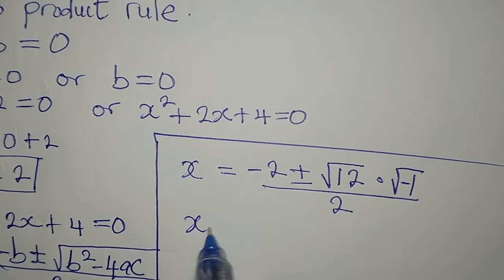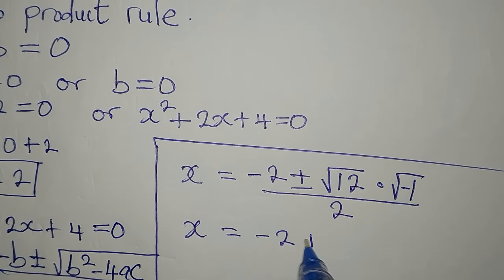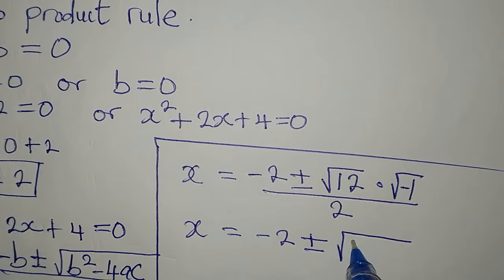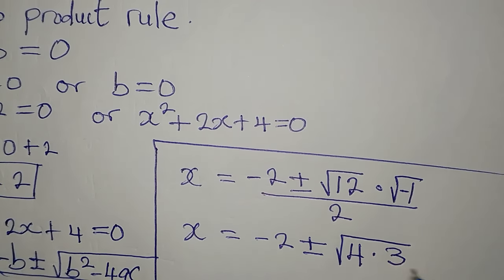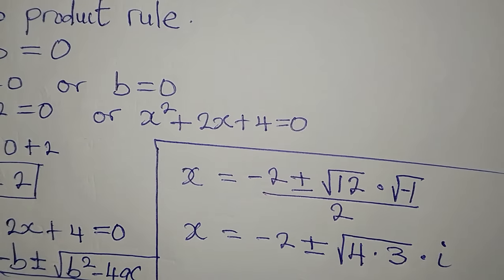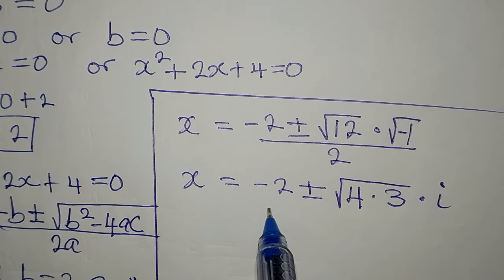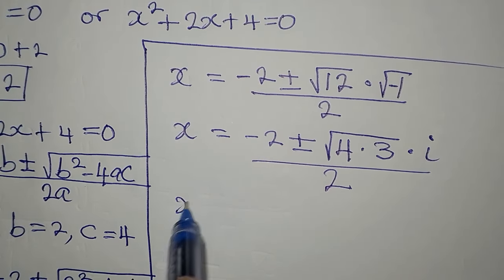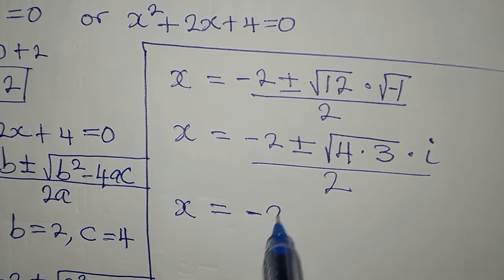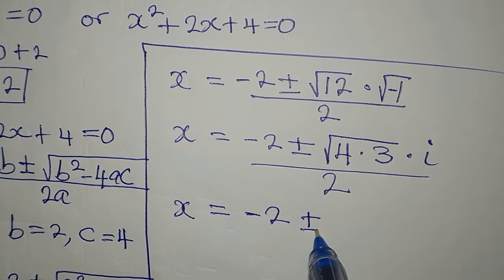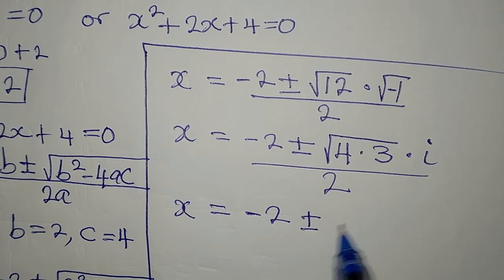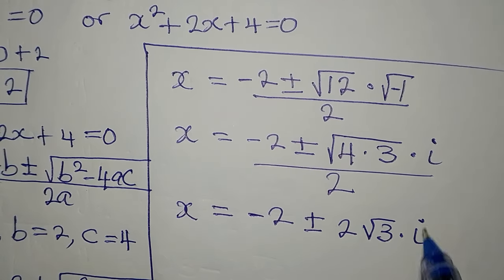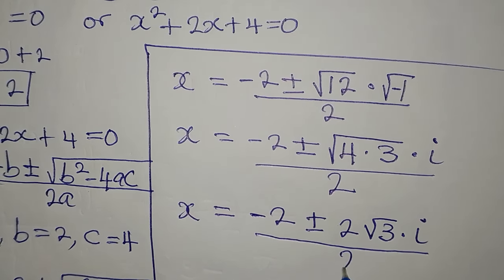Now our x is minus 2 plus or minus the square root of 12, which is 4 times 3. Then multiply by i, because the square root of negative 1 is i. Then we divide it by 2. So that x from here will be equal to minus 2 plus or minus, we have 4, and the square root of 4 is 2. Then we have root 3, then we multiply by i. This is divided by 2.